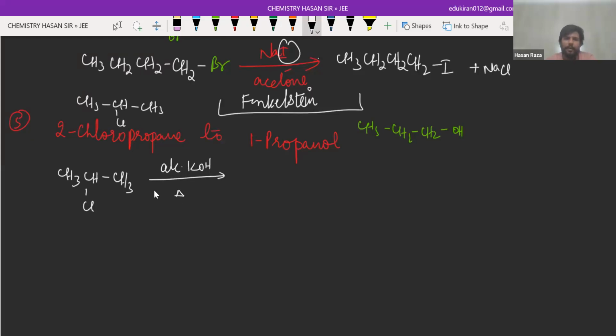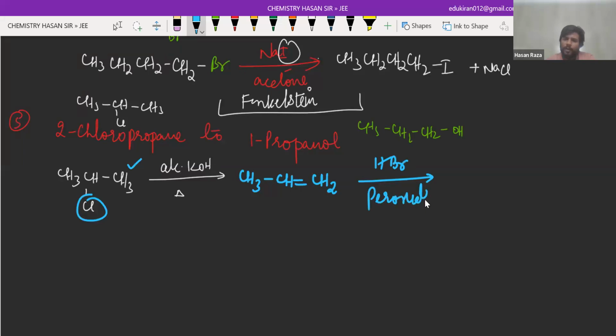So what will happen? Beta elimination will take place. Cl and H will be eliminated. So it will become this alkene. After getting alkene, what I'm going to do? I'm going to react this with HBr in the presence of peroxide, so that Br will be at the last carbon. So we will have CH3, CH2, and this is your CH2Br.